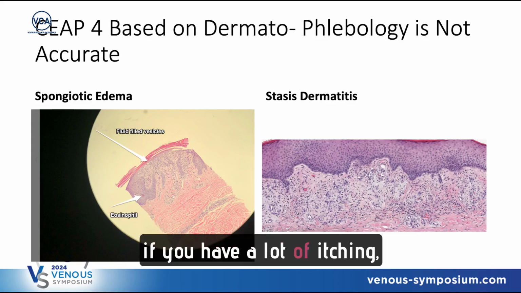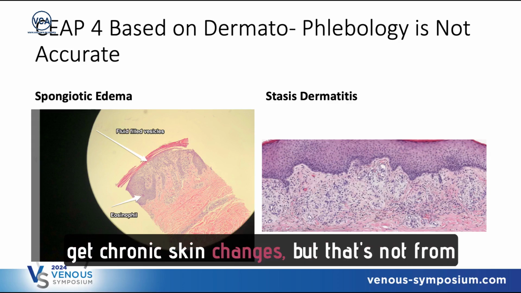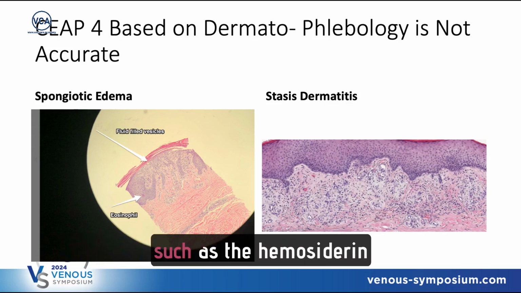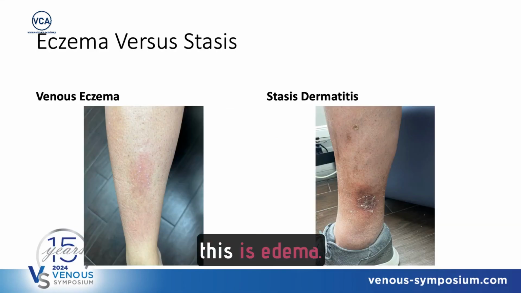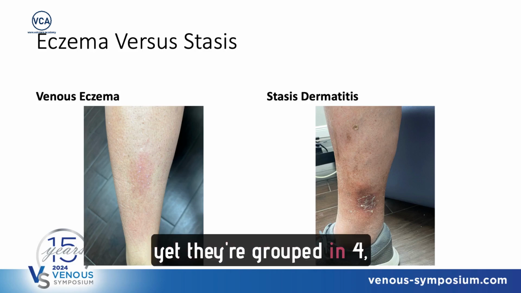So if you have a lot of itching, a lot of pruritic symptoms, you get chronic skin changes. But it's not from pigmentation such as the hemosiderin deposition. So this is edema. This is venous eczema with some edema. You don't see it here with stasis dermatitis. So it's quite different, yet they're grouped in 4A category, which is really inaccurate and needs to be changed.